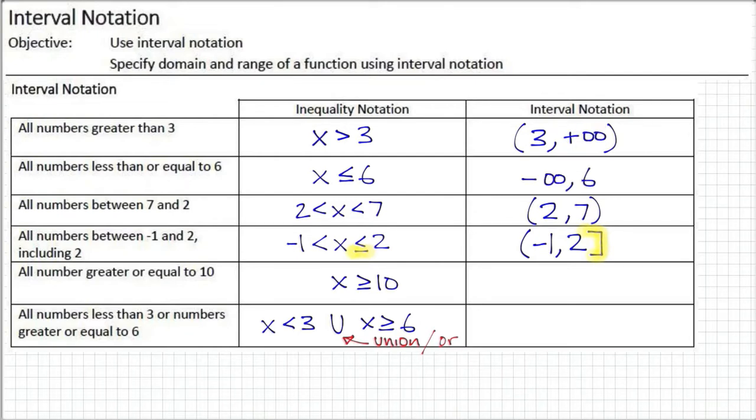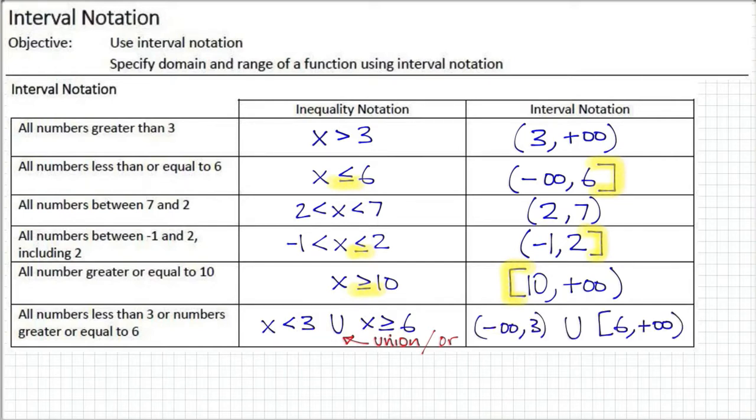So now we have ways of doing these other ones. Numbers between -infinity up to and including the 6. Numbers from 10 all the way up to infinity. Let me change the color of this. Okay. And in this case here, we still need to separate this into two pieces. So we have an expression for numbers less than 3, and then we use the union sign again, and then numbers greater than 6, like that.